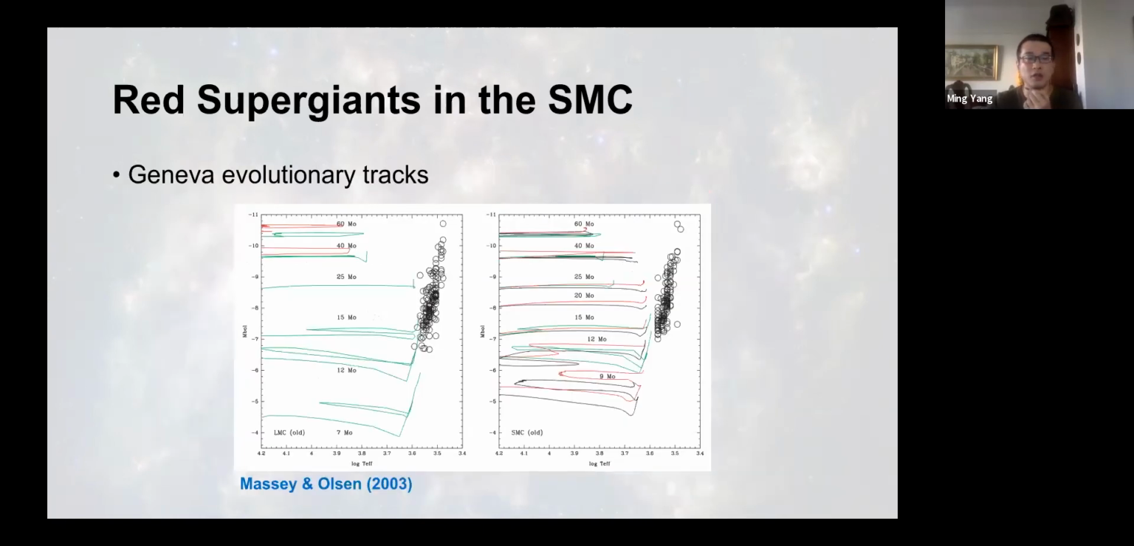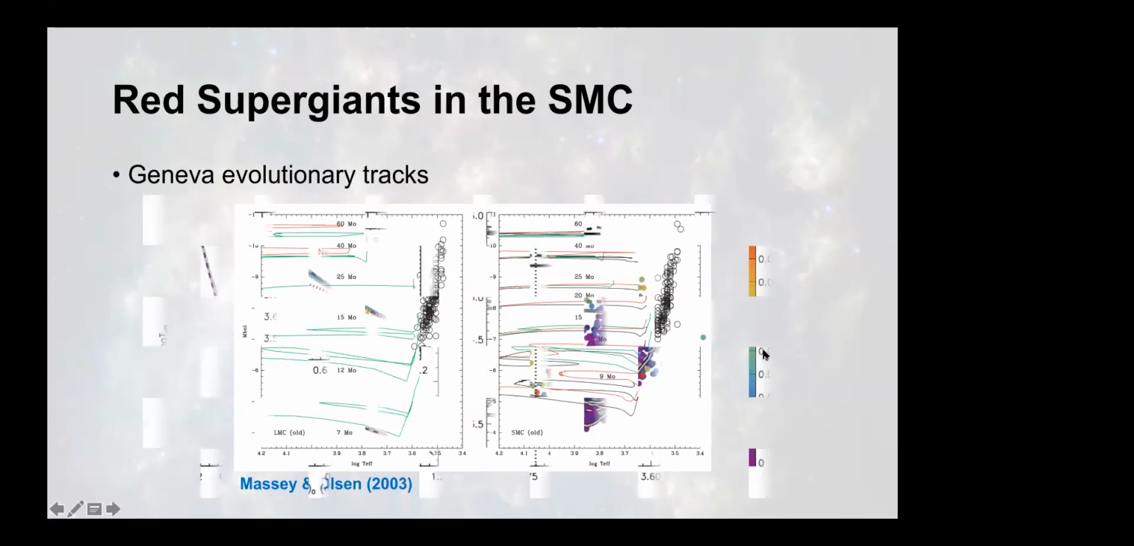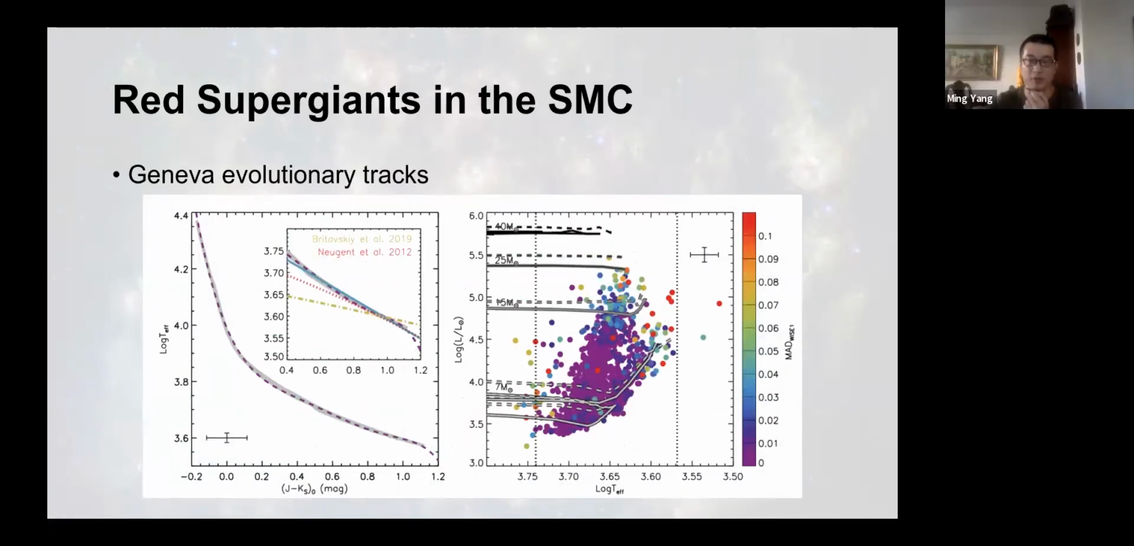And we also investigated the Geneva evolutionary tracks. This shows how the Geneva evolutionary track looked about 20 years ago. We can see obviously that the red supergiant candidates are not covered by the tracks. But as the models improved, as the effective temperature scale improved, we now have much better coverage of the evolutionary track and the red supergiant population.